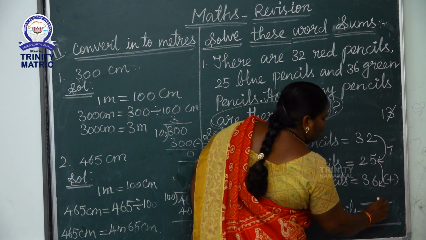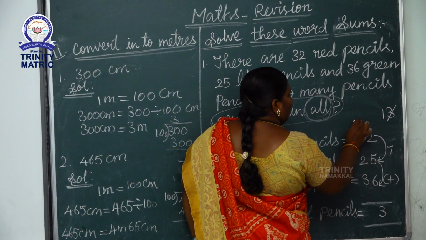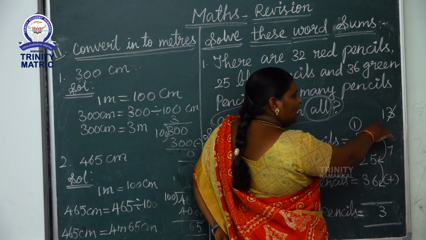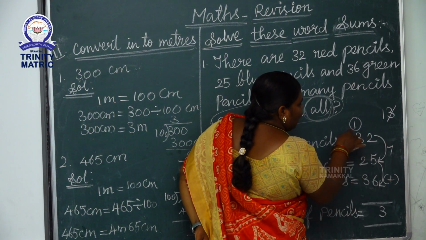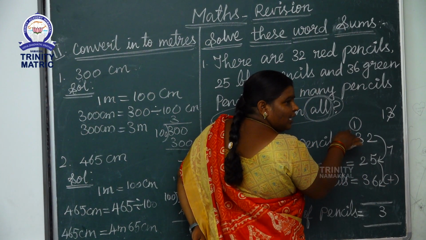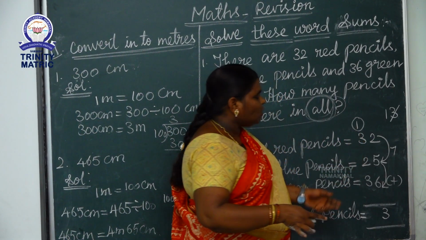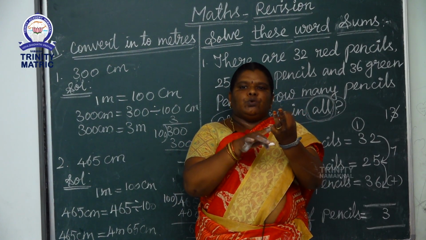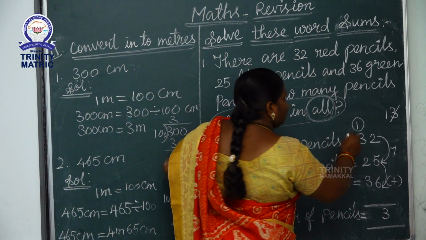You write 3 only in the ones place. The 1 is carrying over to the tens place. Okay, 1 plus 3, how much? 1 in the mind, 3 in the finger. 1 after 2, 3, 4. 4.